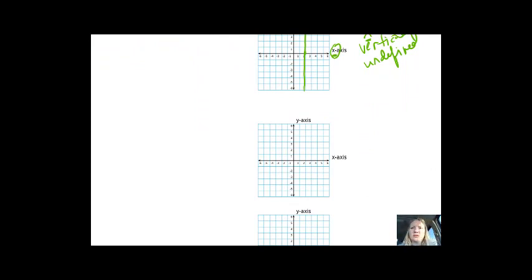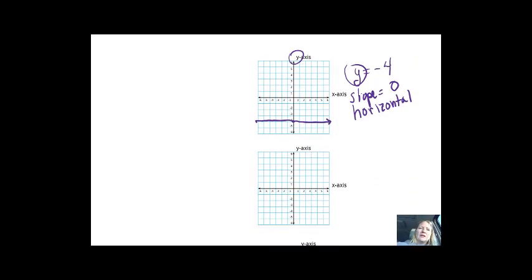Okay, let's try another one. Let's try y equals negative 4. So the y-intercept is negative 4, so the y's have to match. So I go to negative 4 on the y. And that means all the y's are negative 4. Every y is negative 4. So if I go to the right, it is negative 4. And if I go to the left, it is also negative 4. So the slope of this line is 0. This line is called horizontal. This is a horizontal line.